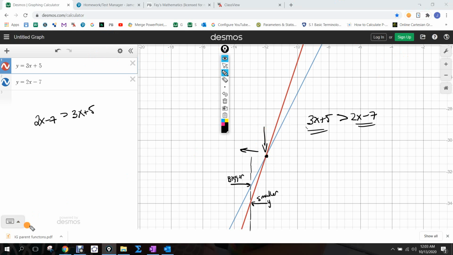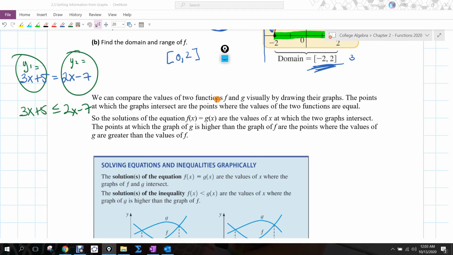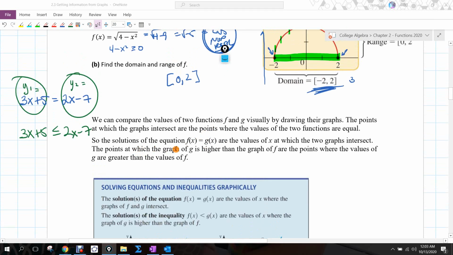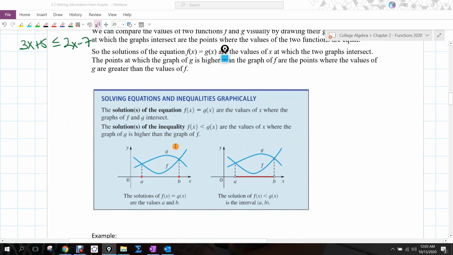So the knowledge of where your functions are equal to one another automatically tells you where they're unequal, and then it's just a matter of determining how they are unequal. So the solutions of the equation f of x equals g of x are the values of x at which the two graphs intersect. The points at which the graph of g is higher than the graph of f are the points where the values of g are greater than the values of f. That's exactly what is being expressed right here. So if I've got these two functions, f and g, let's make g red.